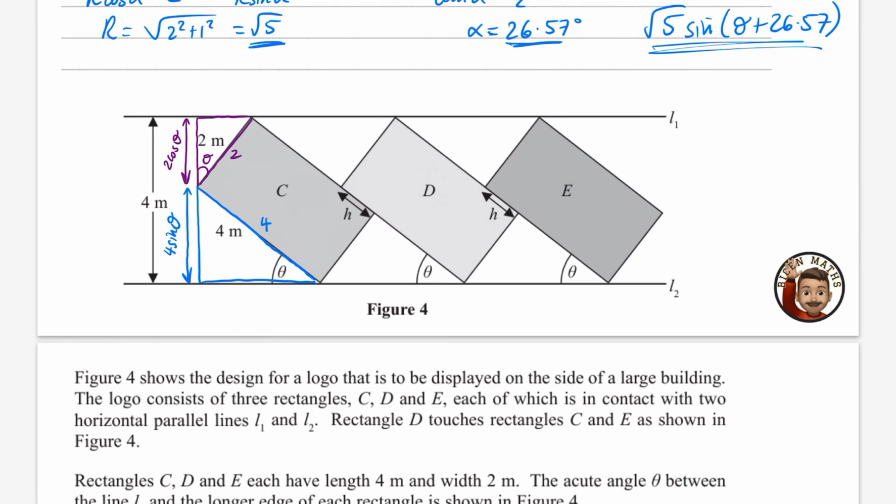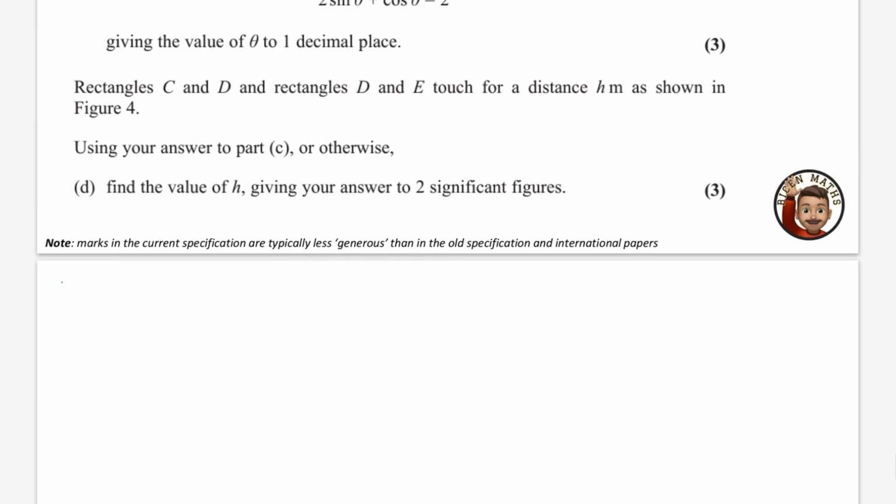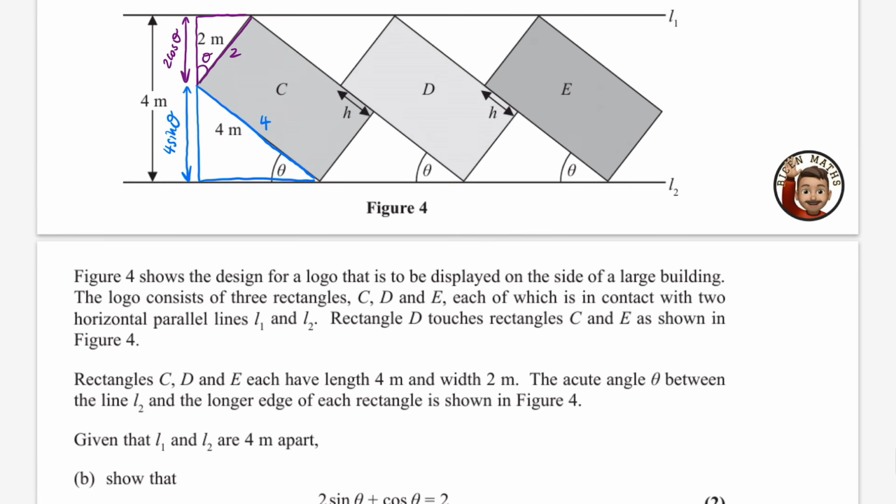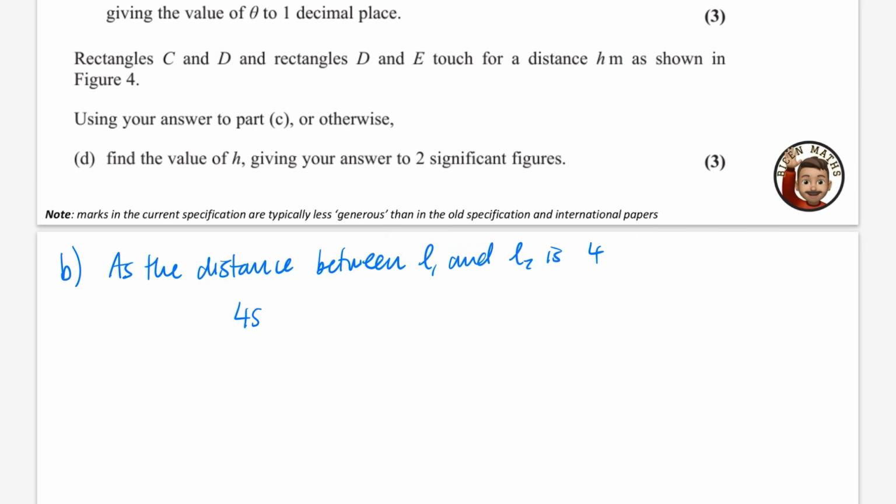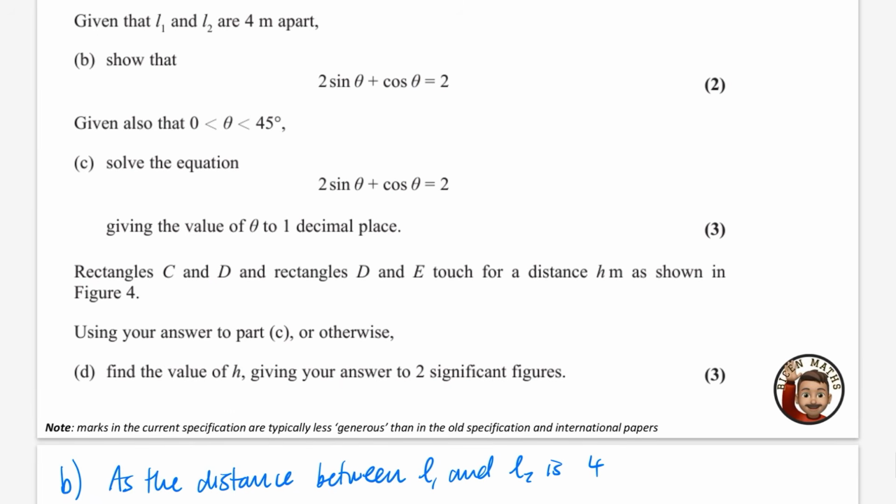All of the work that I've done for that is on the diagram, and we just have to write this down for this part. I'm going to say as the distance between L1 and L2 is 4, we can see that it would be 4 sine theta plus 2 cos theta is equal to 4. In other words, 2 sine theta plus cos theta is equal to 2, which was the thing that we wanted to show. Given also that theta is between 0 and 45, solve this equation, giving the value of theta to 1 decimal place.